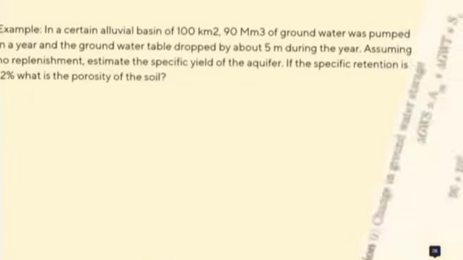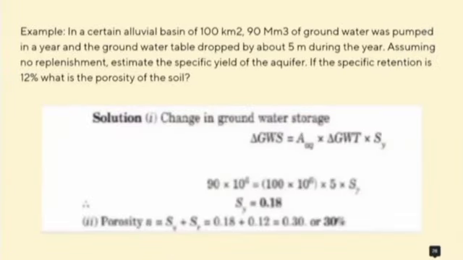For much better understanding, here is an example for groundwater flow in an unconfined aquifer. I will first read the problem. In a certain alluvial basin of 100 square kilometers, 90 cubic millimeters of groundwater was pumped in a year, and the groundwater table dropped by about 5 meters during the year. Assuming no replenishment, estimate the specific yield of the aquifer, and if the specific retention is 12%, what is the porosity of the soil?